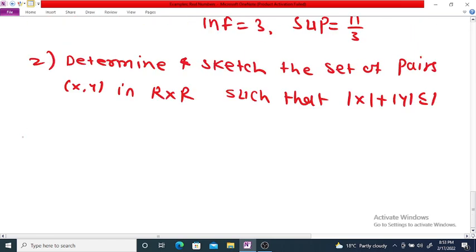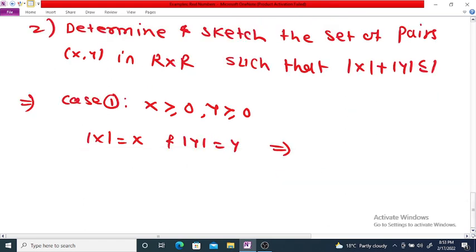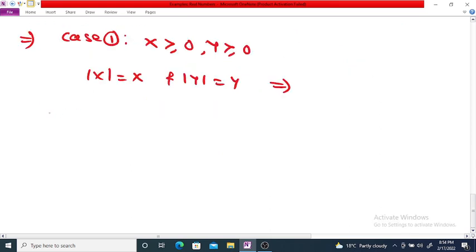Okay, so now there are cases. Case number 1, if x is greater than 0 and y is greater than 0, that is if (x, y) lie in the first quadrant, in that case |x| is equal to x and |y| is equal to y, and so the inequality |x| + |y| less than or equal to 1 becomes x + y less than or equal to 1.